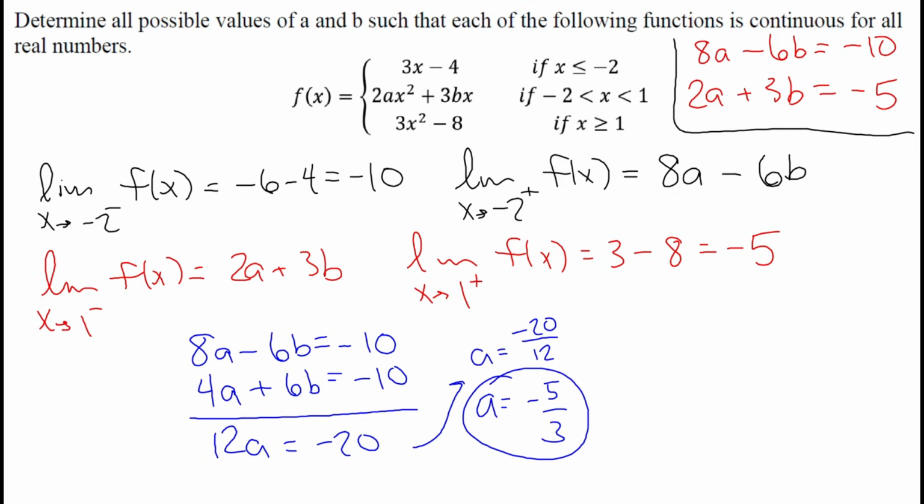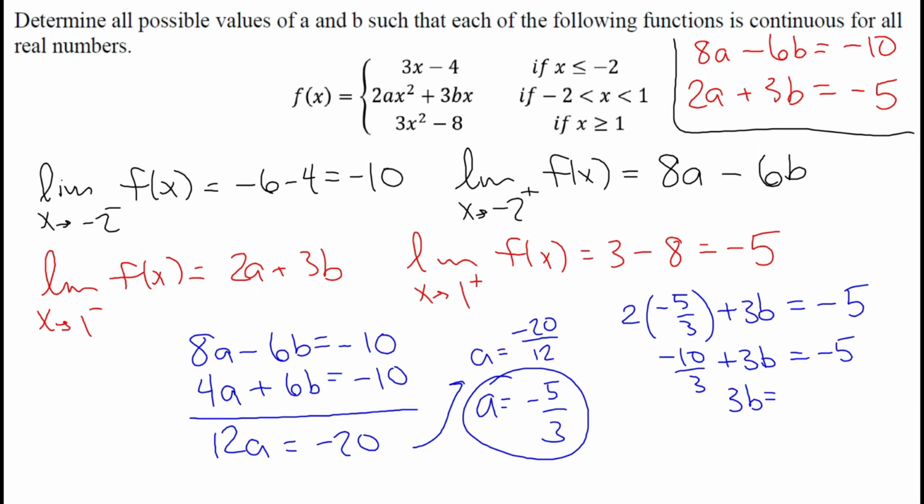-5/3. Well, if a is -5/3, we can plug that back in and say 2 times -5/3 plus 3b is equal to -5. So we have -10/3 plus 3b equals -5. Well, -5 is -15/3. So we have 3b equals -15/3 plus 10/3, which would be -5/3, or b is equal to -5/9.